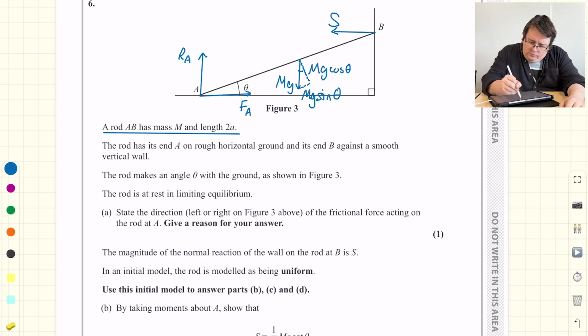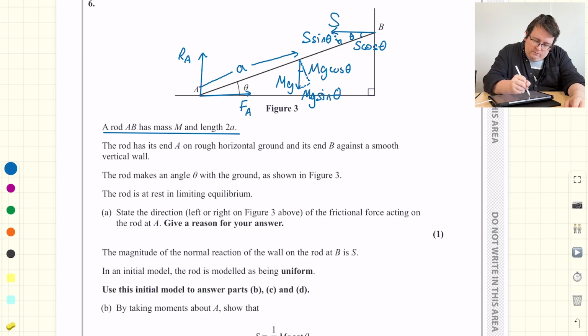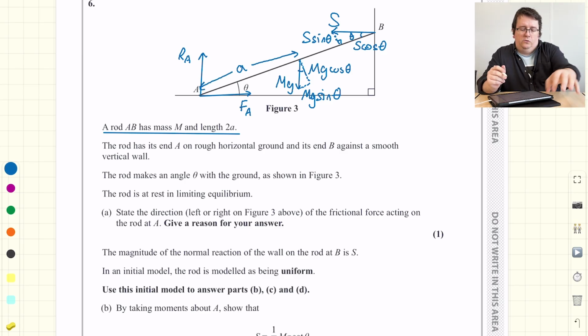Now, as for this one, this angle will also be theta, so the adjacent side is going to be s cosine theta, and the opposite side will be s sine theta. Unfortunate choice of lettering there. And we know that the rod has length of 2a, so it's a from A to the centre of mass.